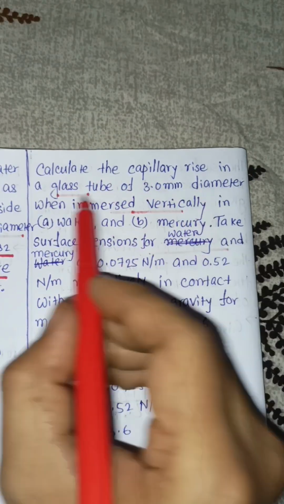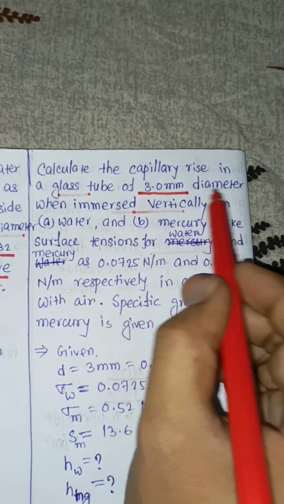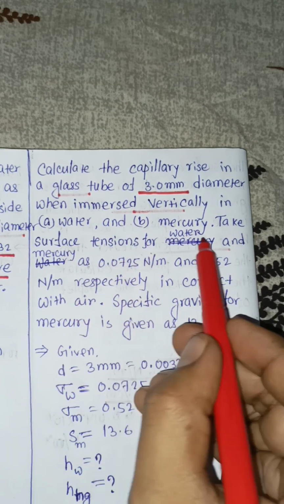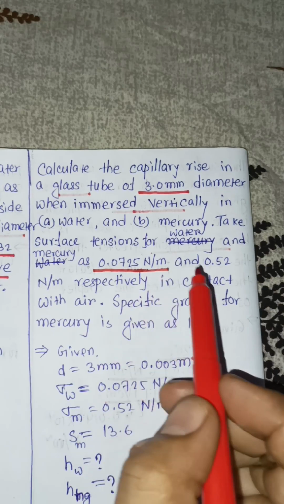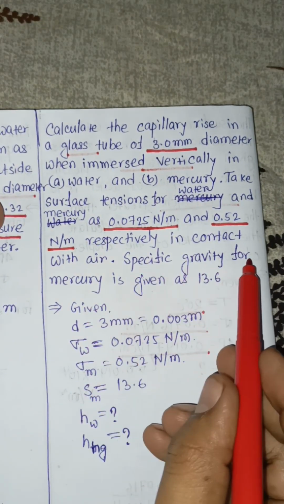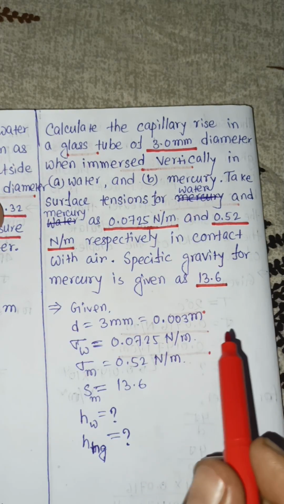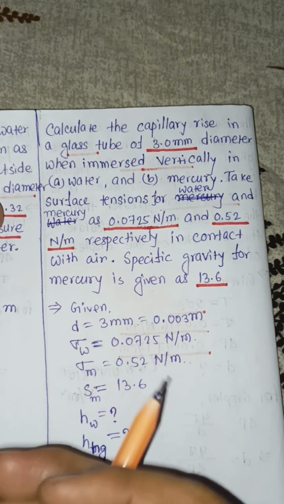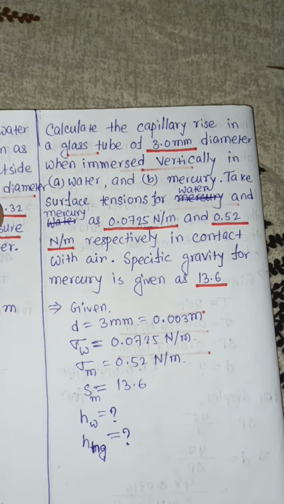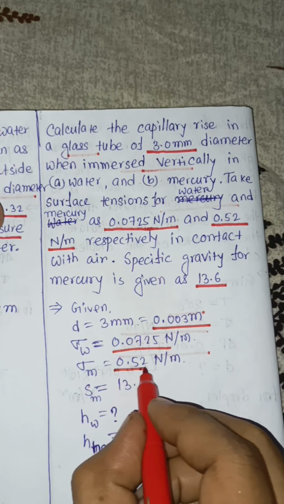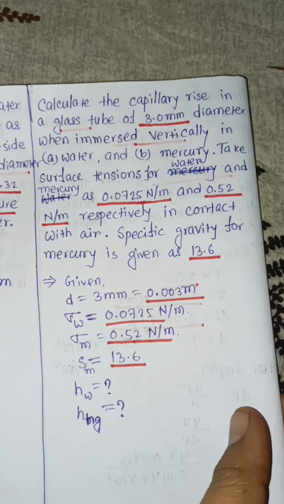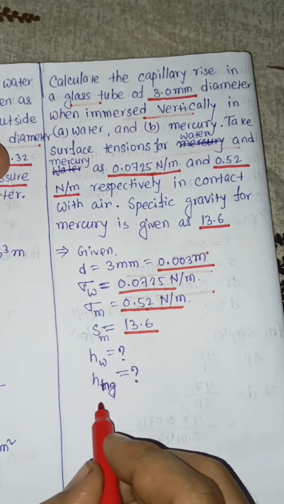Calculate the capillary rise in a glass tube of 3 mm diameter when immersed vertically in water and mercury. Take surface tension for water and mercury as 0.0725 Newton per meter and 0.52 Newton per meter respectively in contact with air. Specific gravity for mercury is given as 13.6. So what is given in this question? The diameter is 3 mm, that is 0.003 meter, surface tension of water is 0.0725, surface tension of mercury is 0.52 Newton per meter, and the specific gravity of mercury is 13.6. You have to find out the capillary rise for water and for mercury.